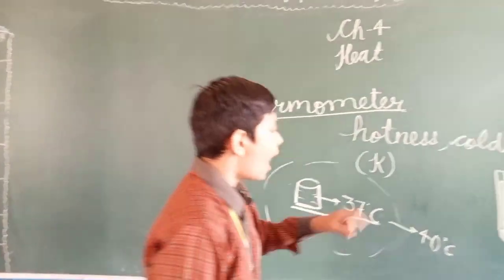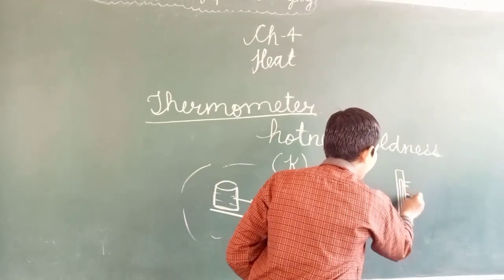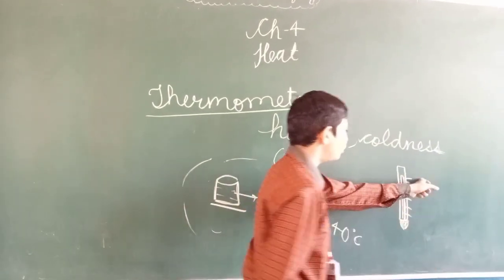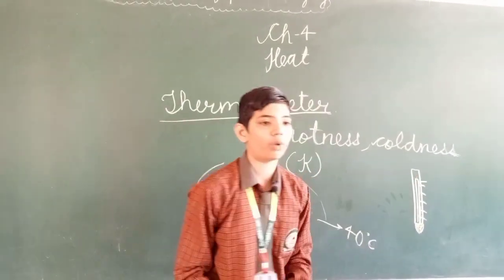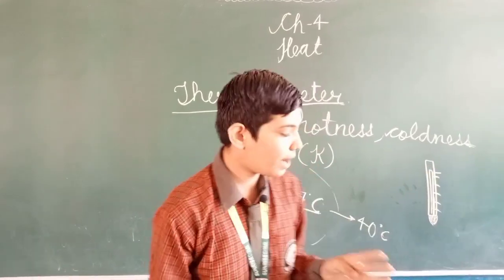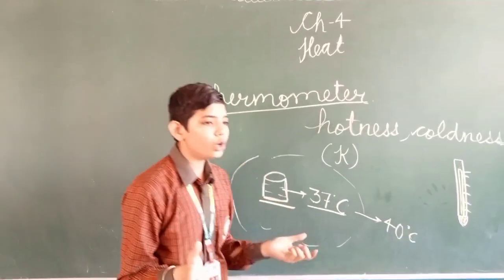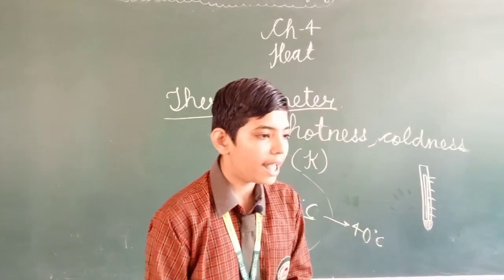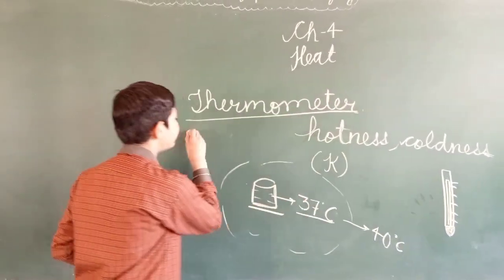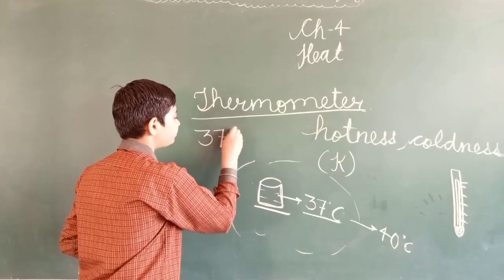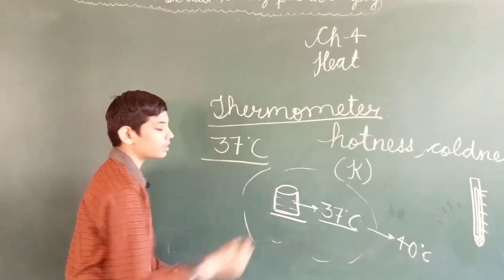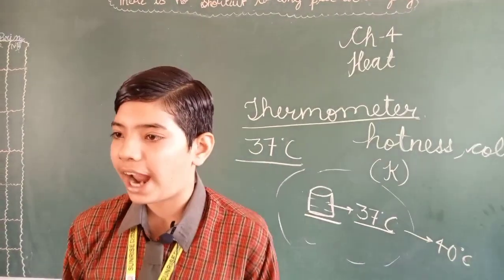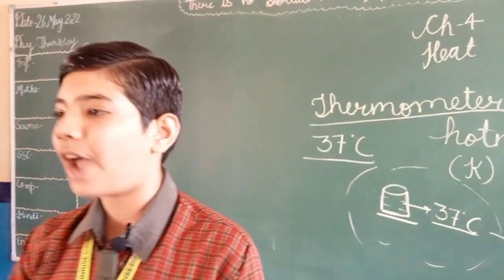Capillary tube. And here readings are there. Here the mercury is stopped, then you can see the temperature there. Do you know, students, what is the common temperature in Celsius of a human being? That is 37 degrees Celsius, and in Fahrenheit, 98.6 Fahrenheit.